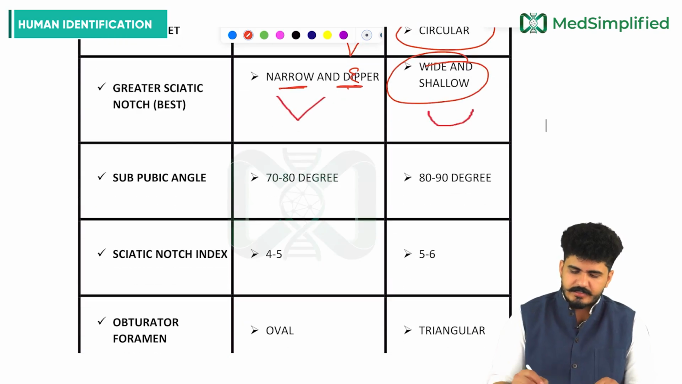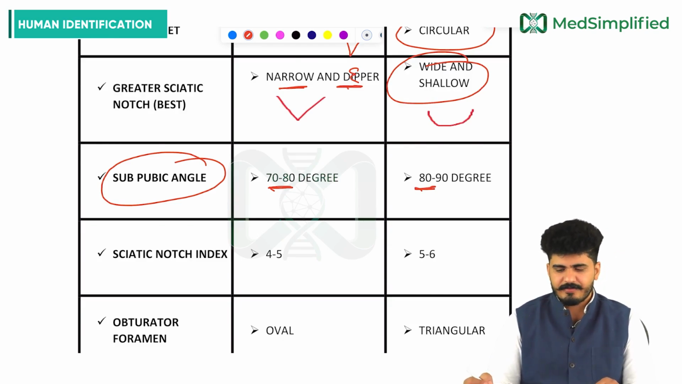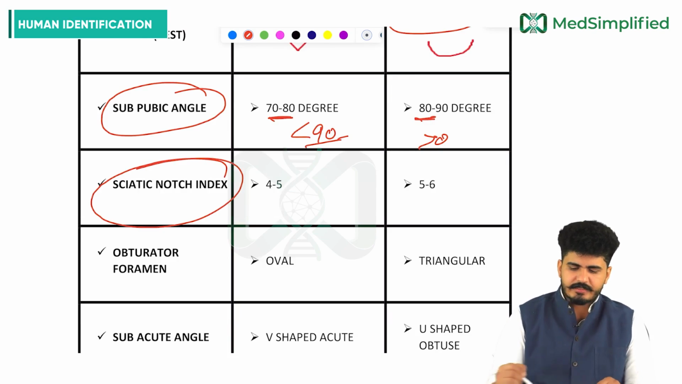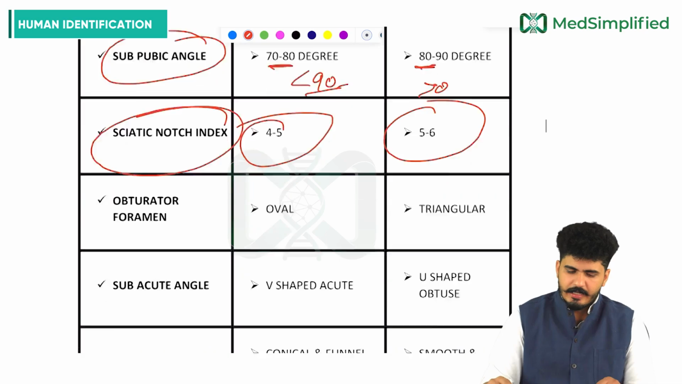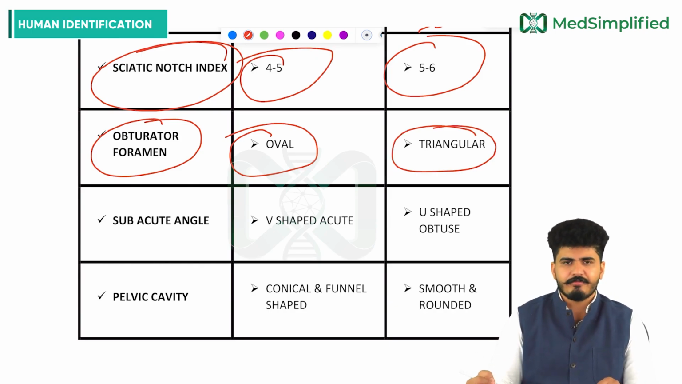The subpubic angle is 70 to 80 degrees in the male, and in the female it is 80 to 90 degrees, my dear friends. Moreover, less than 90 degrees is male, and 90 degrees or more is female. The sciatic notch index is 4 to 5 in the male and 5 to 6 in the female. The obturator foramen is oval in the male and triangular in the female.